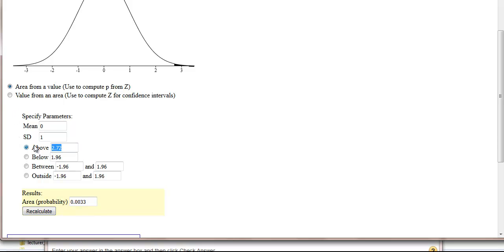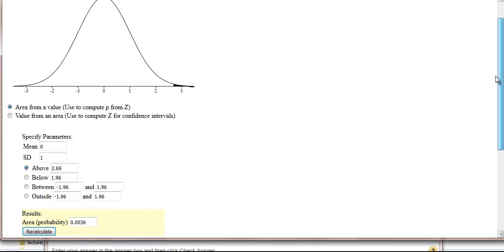So let's go over here and type in 2.69. Take a look at the picture. We've got a z-score that's way up here, and the area under the normal curve that sits to the right of that z-score, it's darkened in there, that area turns out to be 0.0036. So if we look at a percent, it's about 0.36% of the data, or the area under the normal curve, lies to the right of that z-score.